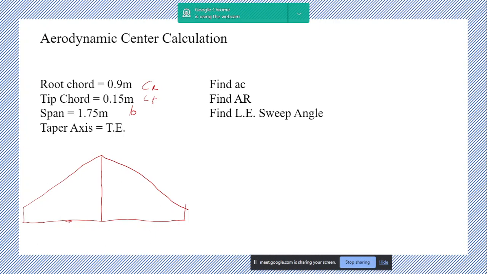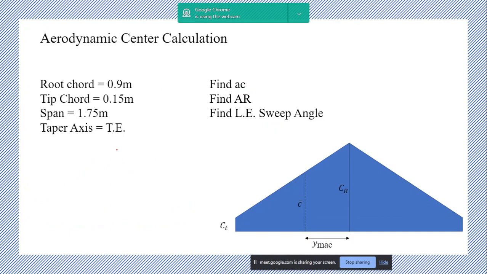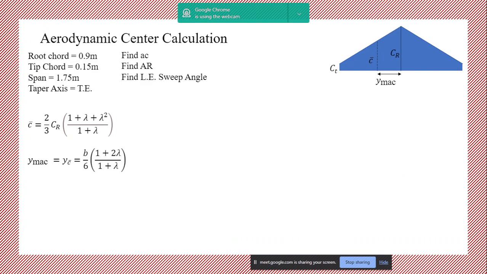So now they've said its tapering axis is trailing edge. You can see that it tapers towards the trailing edge. Okay. Now they've asked you to find out again AC, aspect ratio, and the leading edge sweep angle. Leading edge sweep angle is this angle. Okay. So let's just proceed. So I've just made the figure. This is the figure of the wing. Okay. So now let's try finding out the quantities.